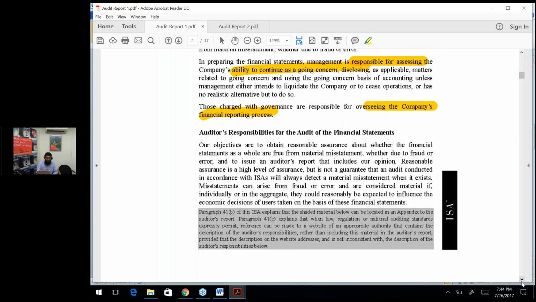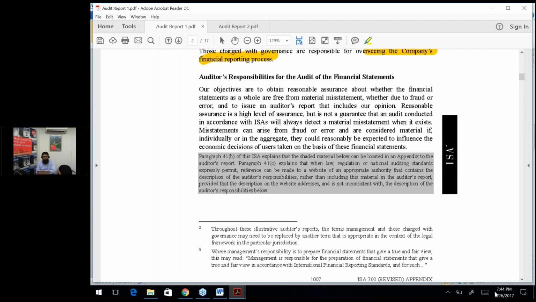And then there is the auditor's responsibility, which indicates a few things: that we are giving a reasonable assurance. And second, that reasonable assurance is a high level of assurance, but is not a guarantee that an audit conducted in accordance with ISA will always detect a misstatement when it exists. So these are the important things. This is the auditor's responsibility section.